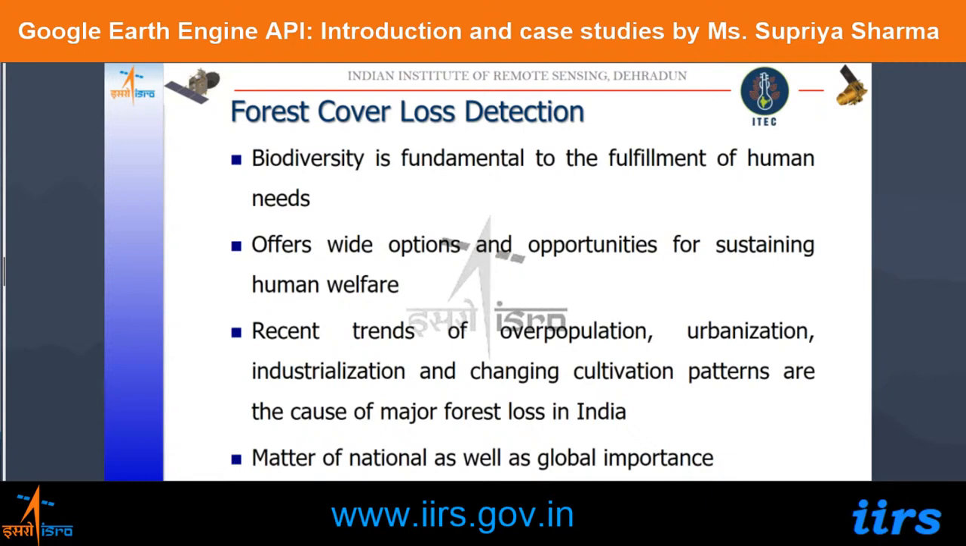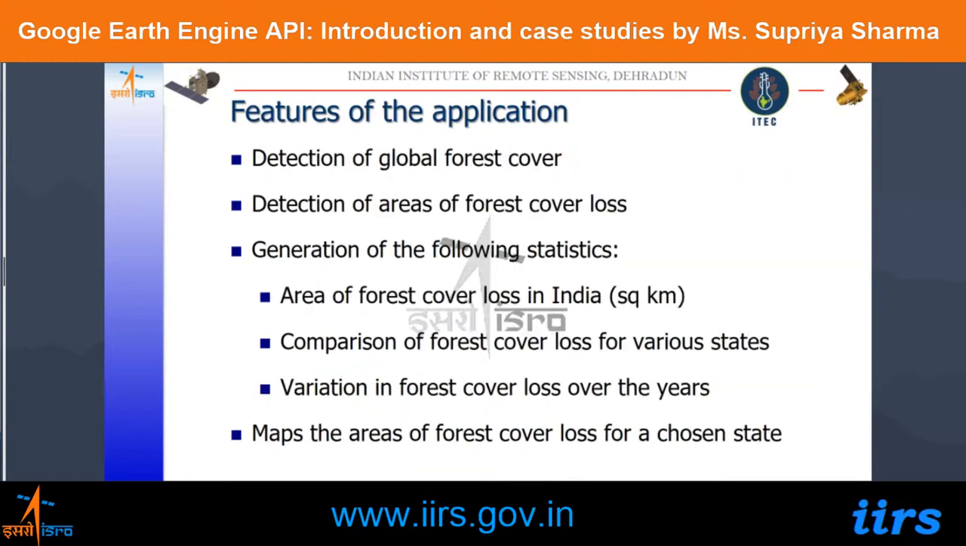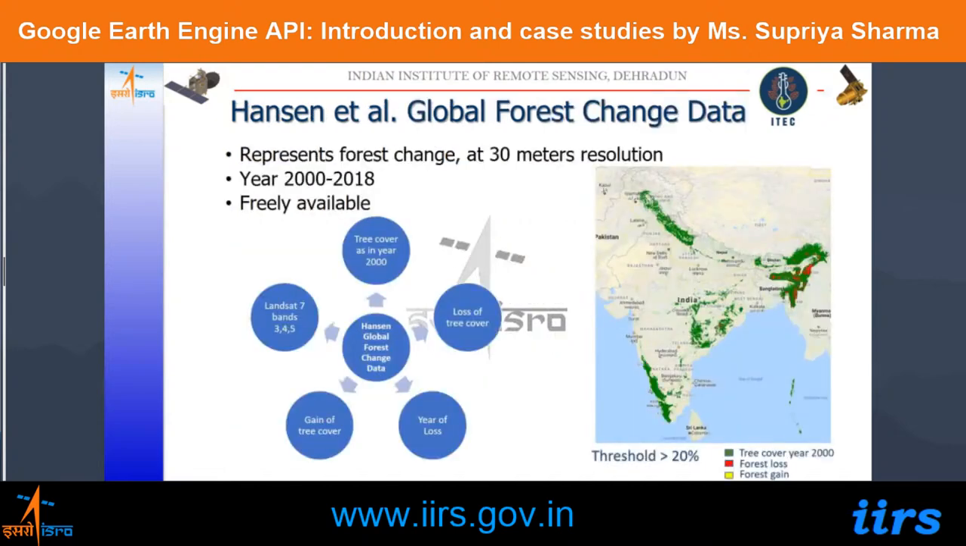So, with this in mind, we at IIRS have developed an application to detect the global forest cover loss to date. This application detects the areas where the forest cover has been lost, and it generates statistics such as the area that has been lost. It compares the forest cover loss across various states and studies the variation in forest cover loss over the years. So how the forest cover is increasing or decreasing over 18 years. So this maps the forest from year 2000 to 2018. For this application, the Hansen Global Forest Change dataset has been used. This is a freely available dataset, and it can be accessed using the Earth Engine.